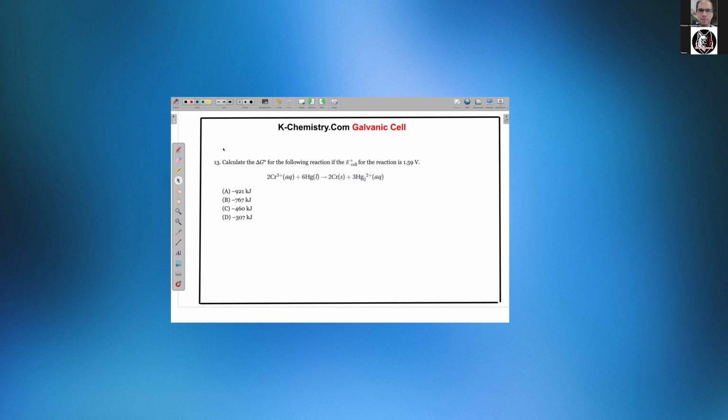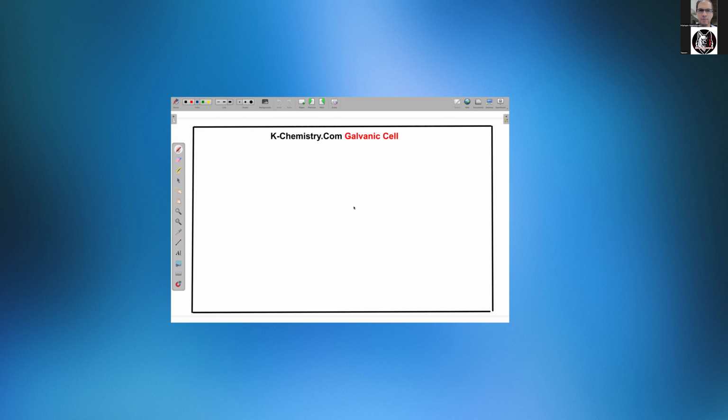So the answer is A. Let me check here the answers and let's do it. We are saying that this cell calculates the delta G for the reaction, so we'll use the same equation as for 13: negative NFE of the cell. Then you will get 921 kilojoules, which is A. Okay, let's go for the next one to answer as much as we can.